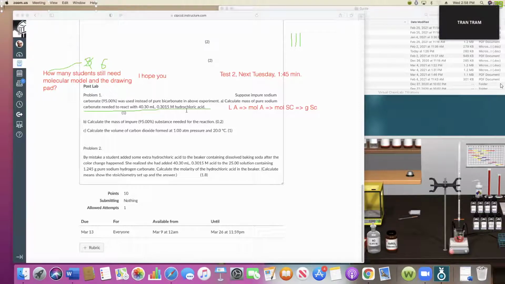Okay. What do you want me to do? I want you to do the setup for this problem, liters to moles to grams of SC, and show it to us, the stoichiometry setup. Show it to you? I don't know how to do it. Maybe you could show me. I cannot show you how to do it. I can help you with it, so we can do it together, but I'm not going to tell you exactly what to do.